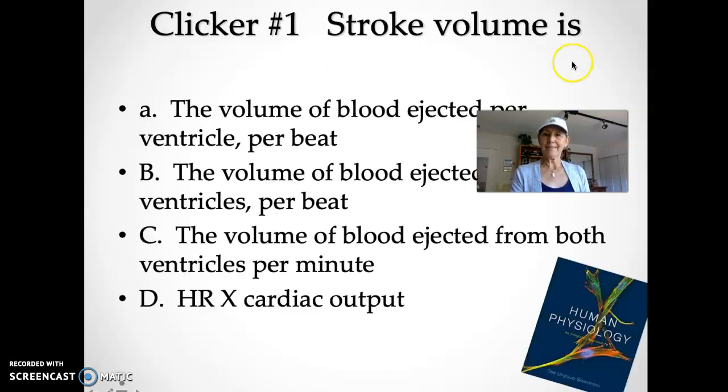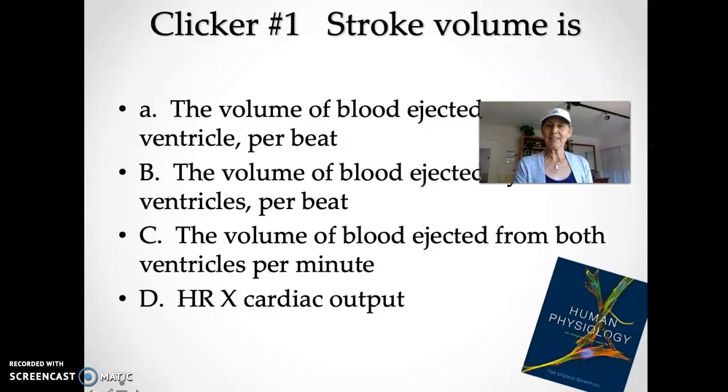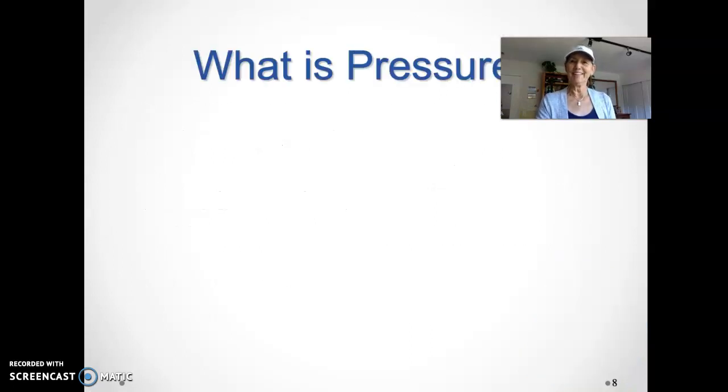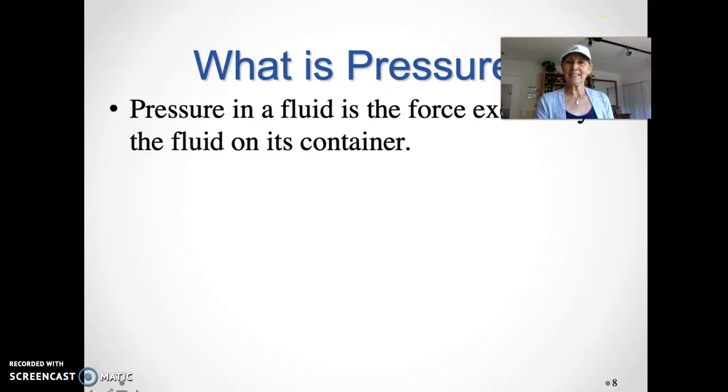So in this clicker, like your questions that you're going to have later on, the stroke volume, I'm going to let you do these. I'm not going to solve it for you. You should do these by yourself. Okay, so a slight change here.